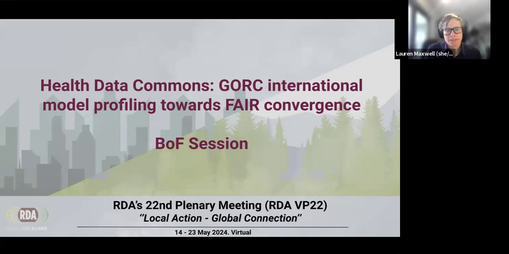And within CoData, I am a co-chair of the Sensitive Health Data Working Group, and then wanted to build on the work that CJ and the GORC work have been doing by bringing GORC into the health data domain by looking at these different country-level health data commons.